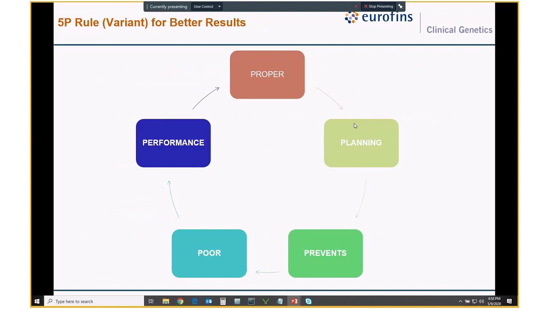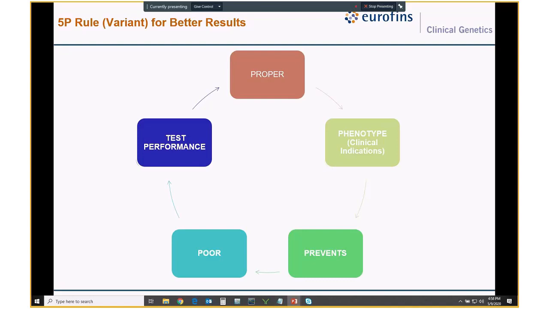This is something I borrowed from the army. It's their 5P rule: proper planning prevents poor performance. Since we are geneticists, we took the liberty of mutating this and saying proper phenotyping, clinical indications prevents poor test performance. Of course, this is said in jest because a lot of you provide a lot of information. Whenever we call you back, you are always ready to give us additional clinical details.